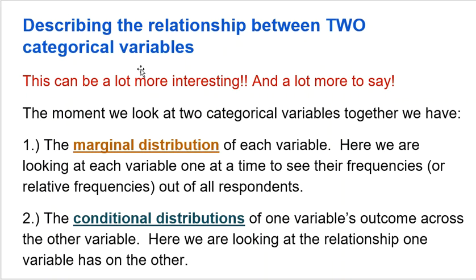The second thing is conditional distributions. These are the numbers within the table. The conditional distribution of one variable's outcome across the other variable. Here we are looking at the relationship that one variable has on the other. Much more, I don't want to say complicated, but it's a little bit more involved, and we're going to look at some examples to understand this. But before we actually look at a two-way table, I want to make sure you understand how the wording of a marginal versus a conditional distribution happens.